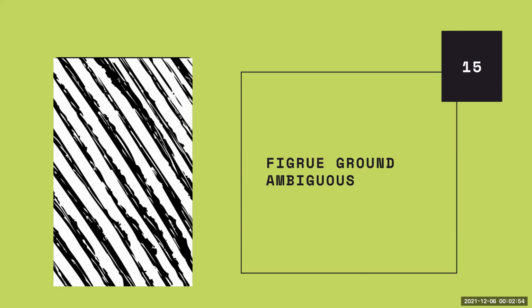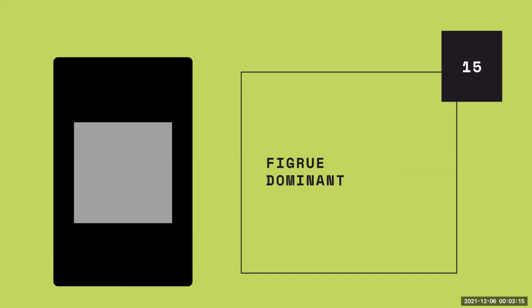Figure ground is about ratios, proximity to the edge, and percentage of figure to ground. So the ratio of figure to ground, the proximity to the edges, and proportion. Proportion is really important in that space too. How big or large or small each one of the figures is.